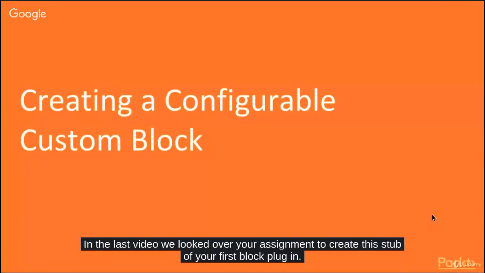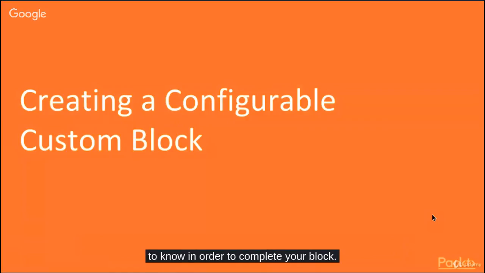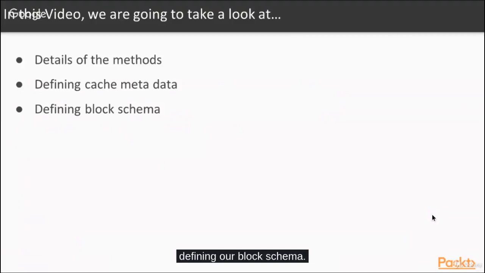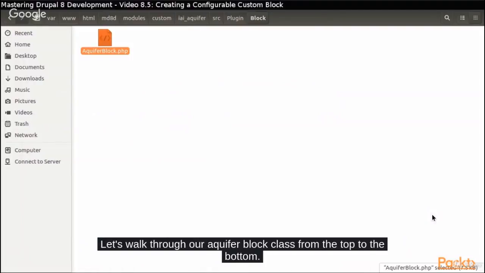In the last video, we looked over your assignment to create the stub of your first block plugin. In this video, we will look at another block plugin that fills in the remaining details you'll need to know in order to complete your block. We will look at completing the details in all the methods, defining cache metadata for the block, and defining our block schema. Let's walk through our Aquifer block class from the top to the bottom.